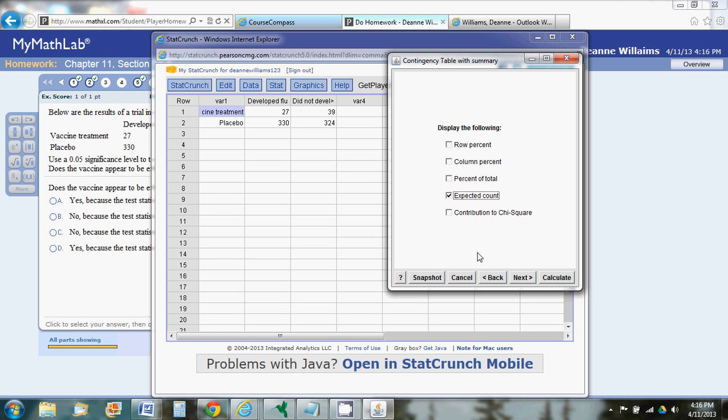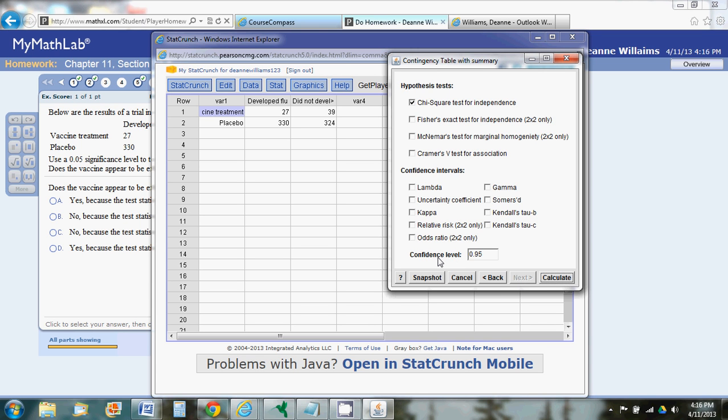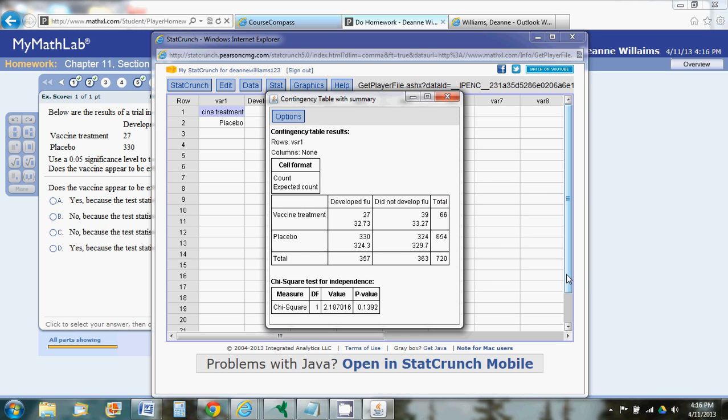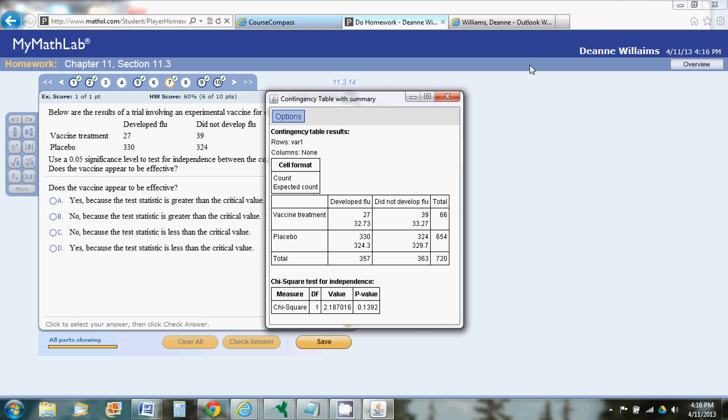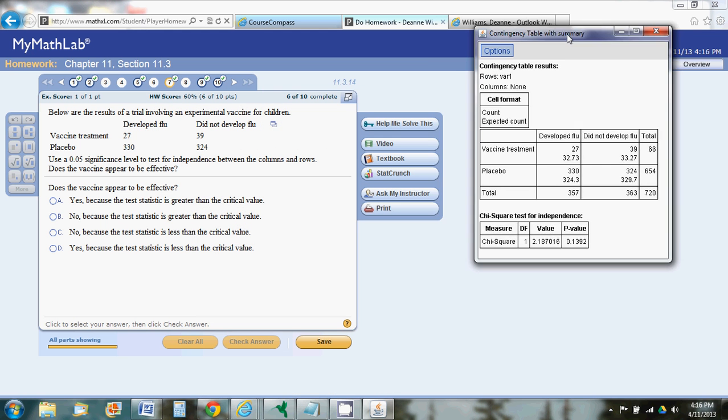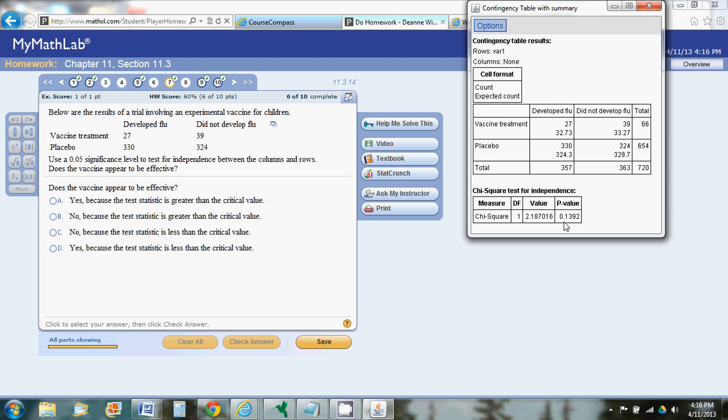We could do expected count to, under the null hypothesis, see what the expected counts should be. And this confidence level here has to match our significance level. So because we have a 0.05 significance level, that's a 0.95 confidence level. And we'll hit calculate. Here are the results. So we'll take a look at those and interpret them.